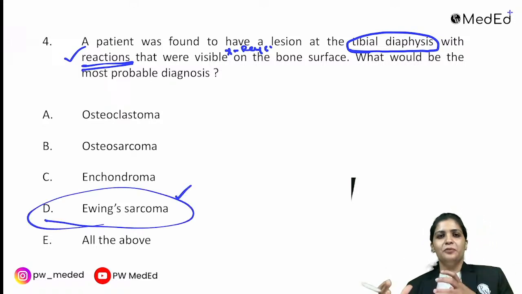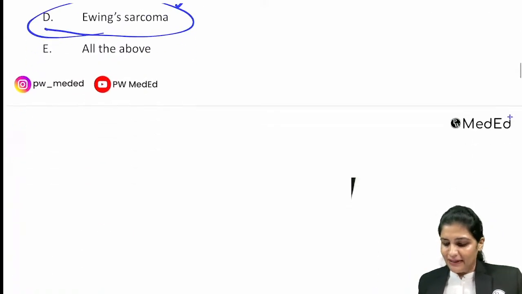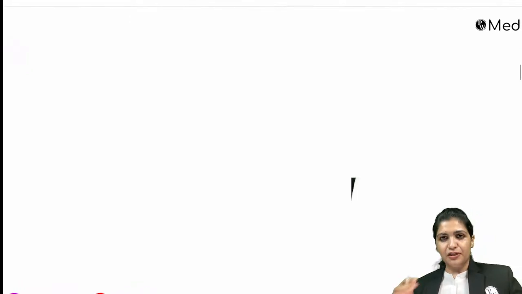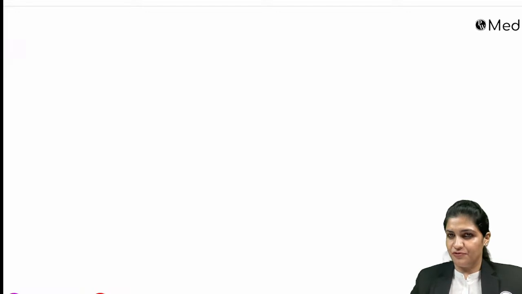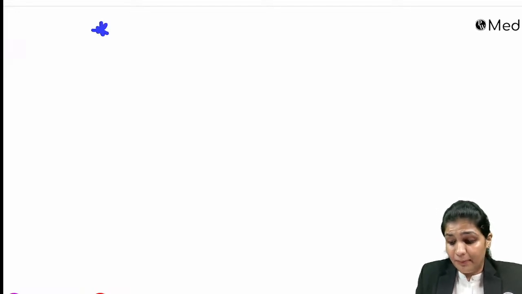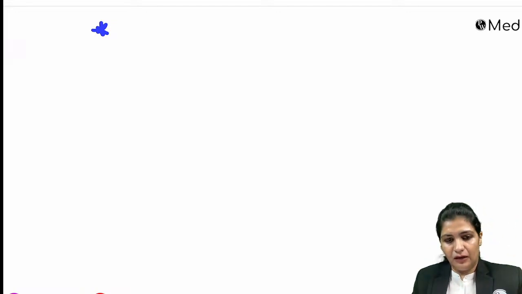So coming to the tumors part, I'm very happy that you have answered these questions very right. But let us discuss a few important topics from the tumor topic, so that we can answer any question that comes from the tumor. The first one, you have to always remember that in case of tumors, you have to segregate them based upon their cell of origin.